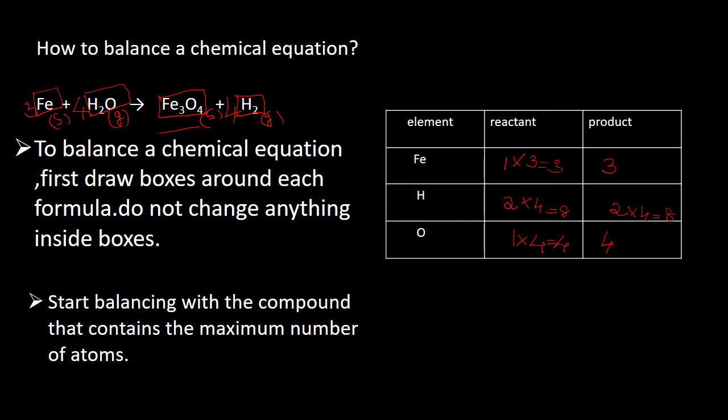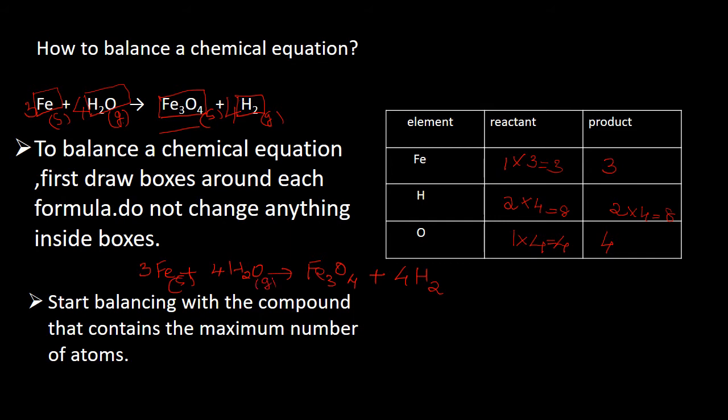So let us multiply with the 3 here also. Then it will become equal. So our equation becomes 3Fe plus 4H2O gives Fe3O4 plus 4H2. This is our equation.